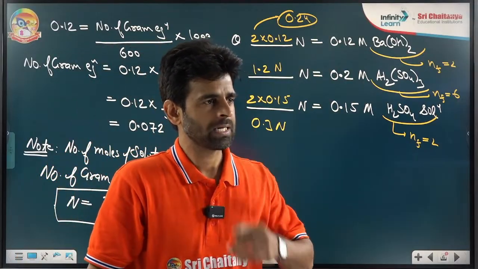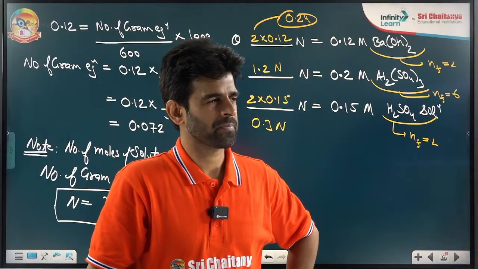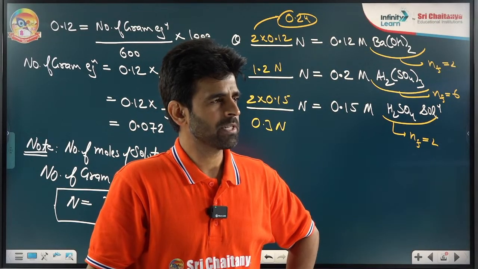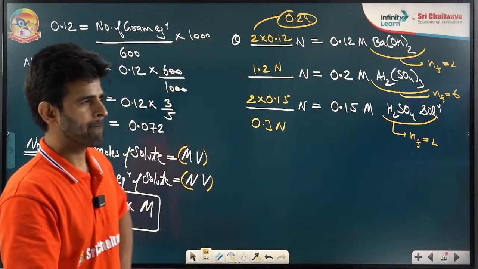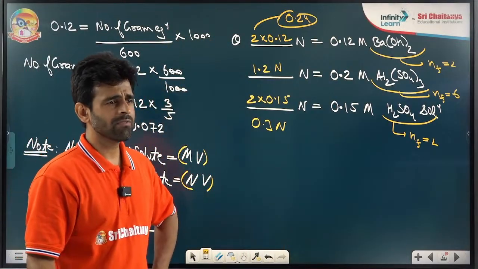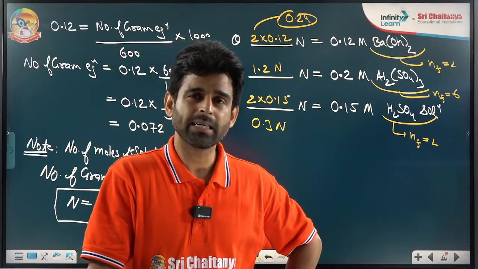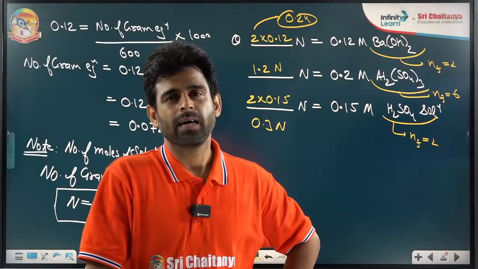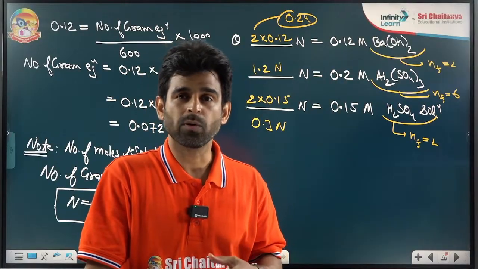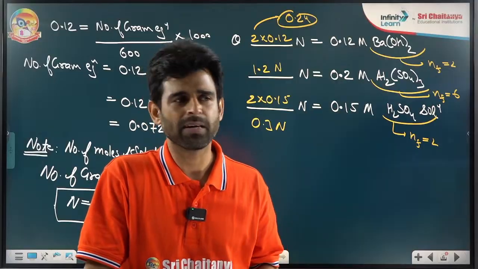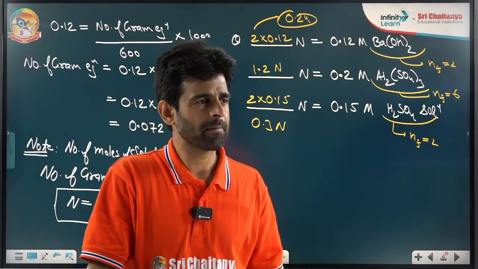Fine, good. Great. Done? So this is the way you can solve the question of normality. If by chance you forget the formula for normality, just find the molarity first and then multiply by the n factor. You can easily find it. Right?